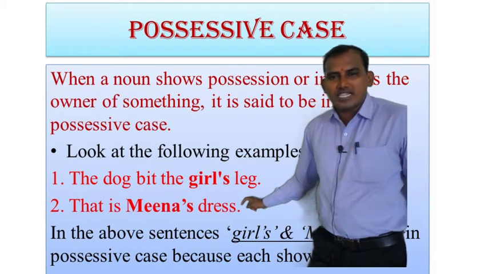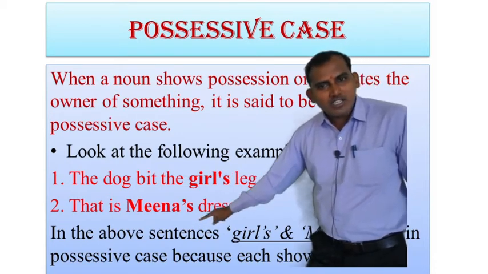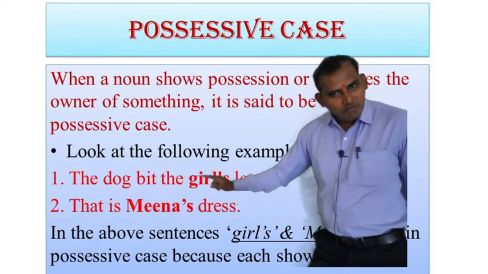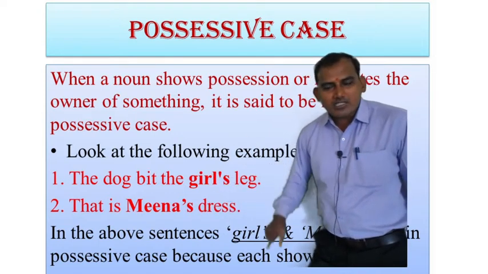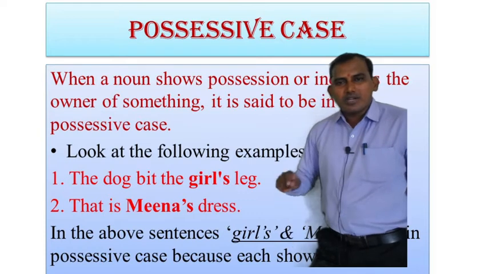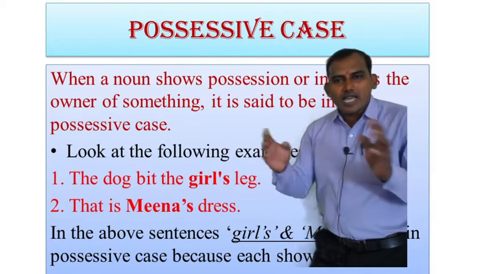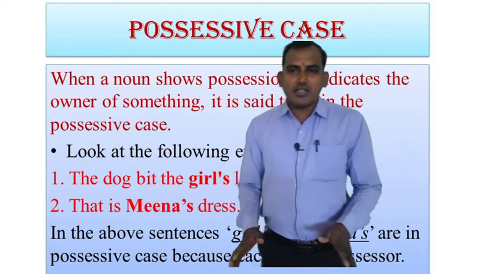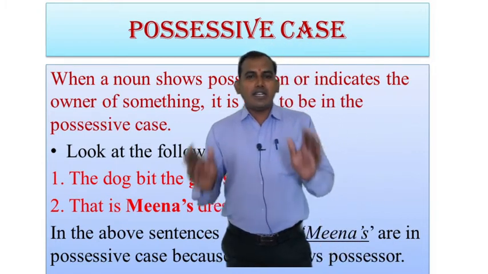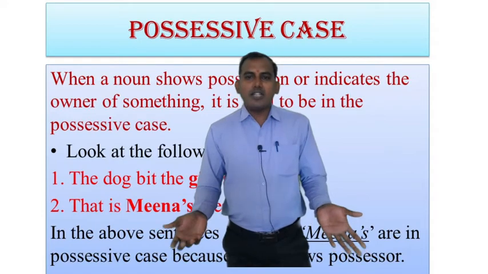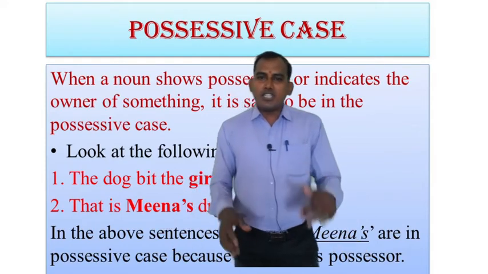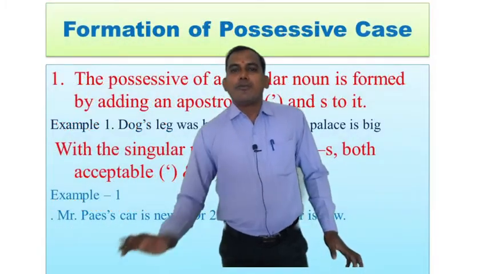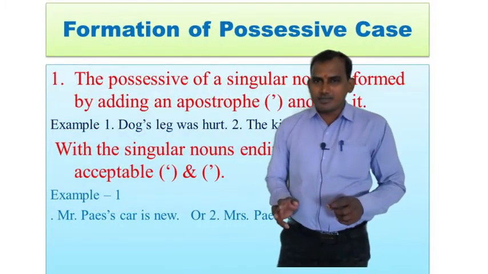Or that is Meena's dress. Whose dress is it? Meena's dress. So it is showing ownership. Who is the owner of the dress? Meena is the owner of the dress. That's why it is showing possession, and these nouns are in the possessive case. When a noun shows possession in the sentence or indicates owner of something, then it is said to be in the possessive case. Next class we will see formation of possessive cases.